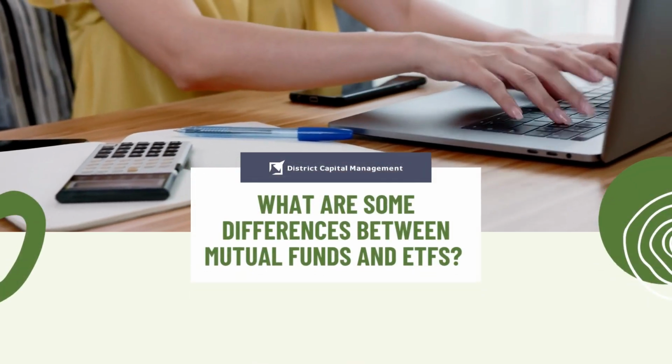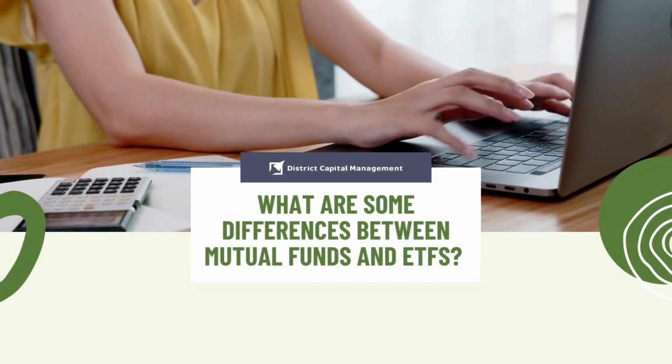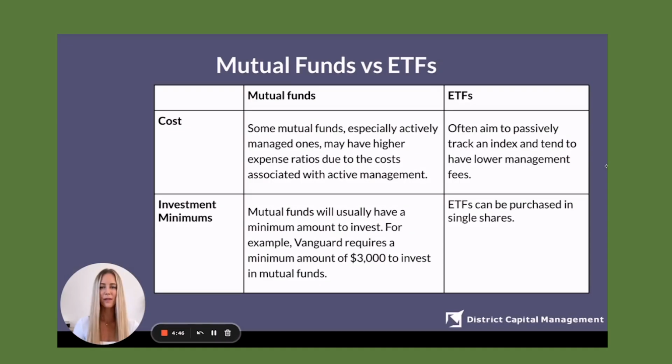So you're probably wondering, what are some of the differences between mutual funds and ETFs? One of the first differences is cost. Some mutual funds, especially actively managed ones, may have high expense ratios due to the costs associated with active management. ETFs often aim to passively track an index and tend to have lower management fees.